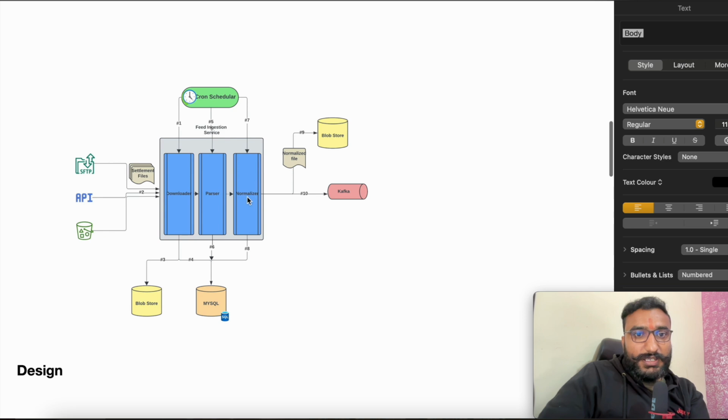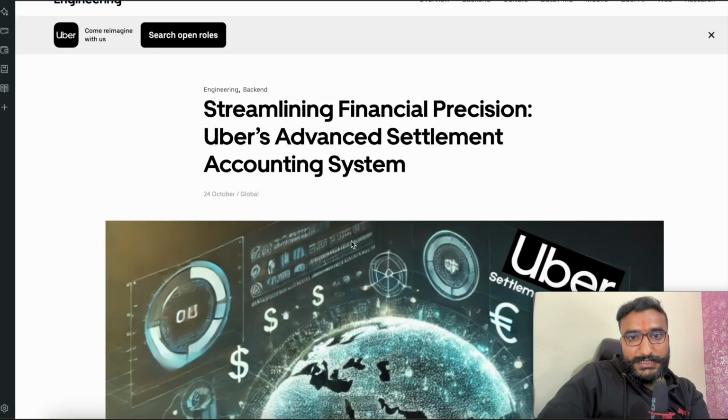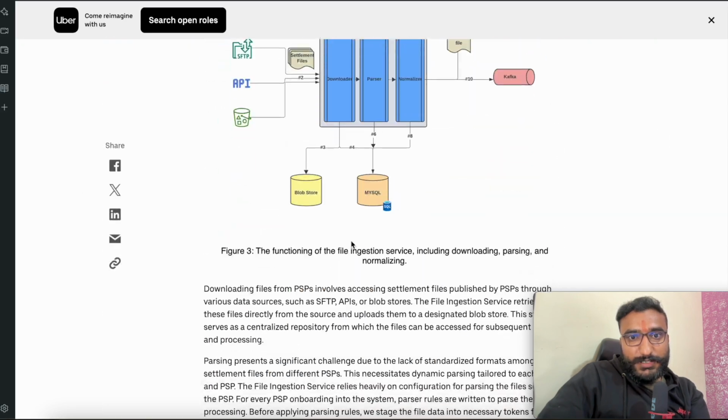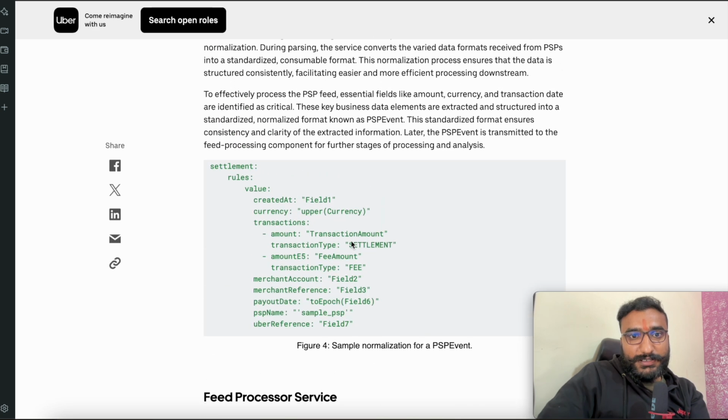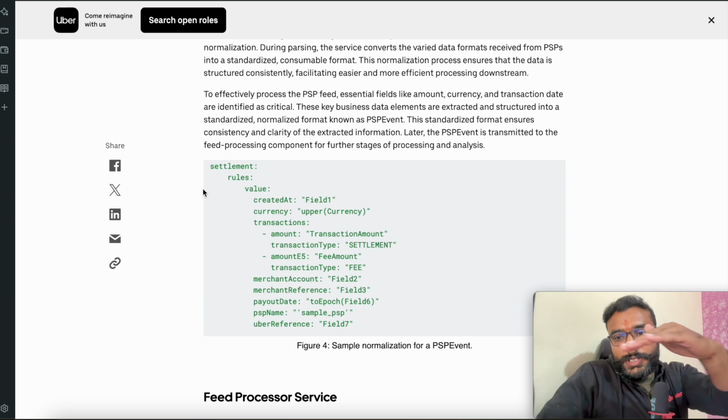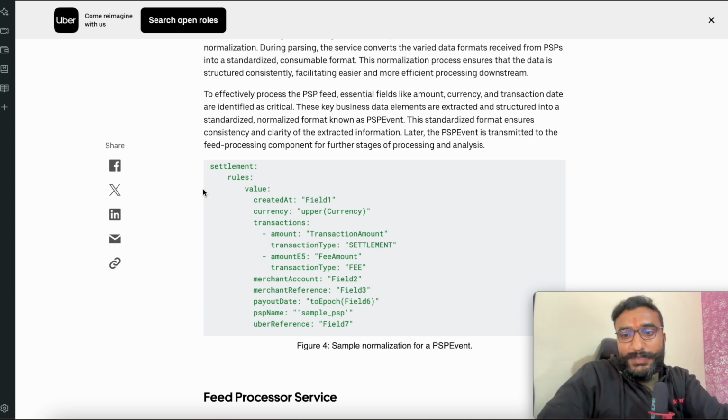So let's say, one example we talked about was date format. If we quickly see the example of a PSP event, here is the PSP event. Every single file will have multiple transactions which you have to settle for. It's not like you receive a single transaction in a single file. There can be single as well, but talking about the scale we are concerned about, there are multiple transactions in a single file.